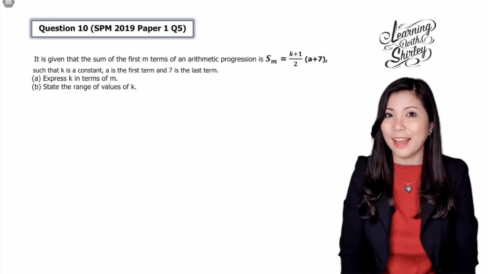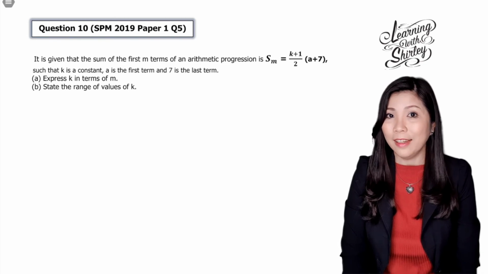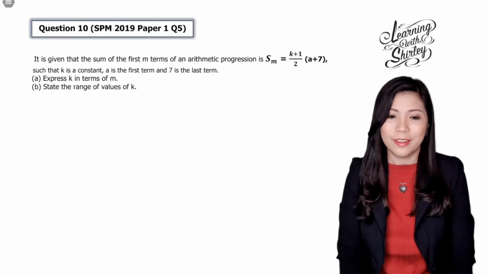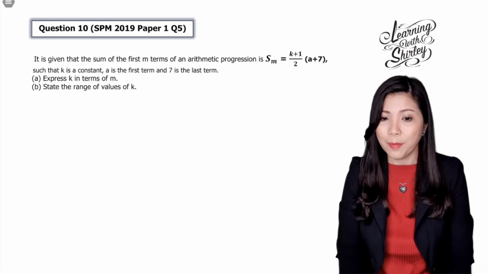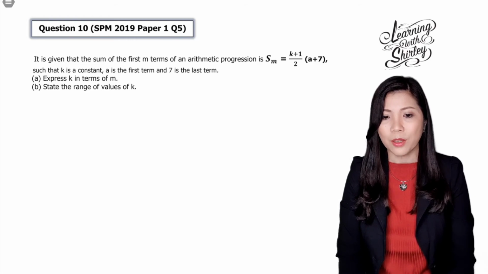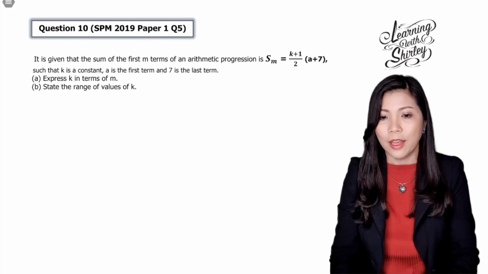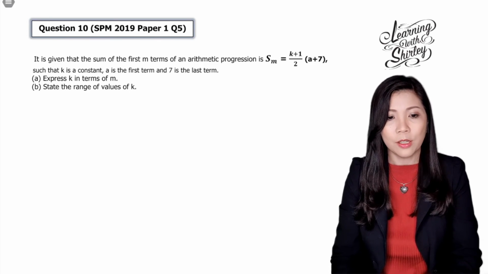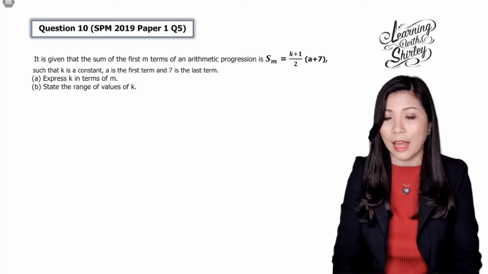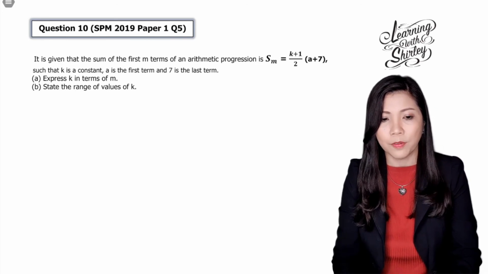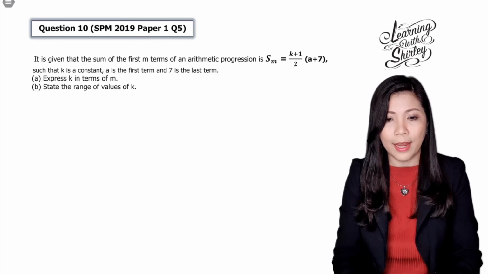Let's look at question number 10. This is SPM 2019, question 5. It's given that the sum of the first m terms of an arithmetic progression is Sm equals k plus 1 over 2 bracket a plus 7, such that k is a constant, a is the first term and 7 is the last term. Express k in terms of m and state the range of the values of k.